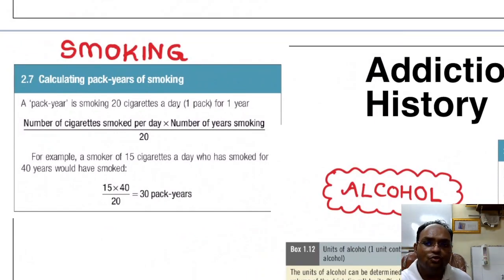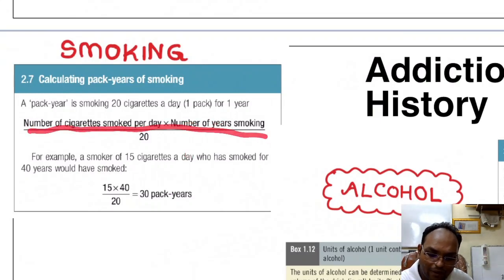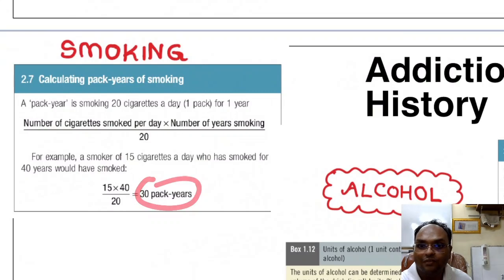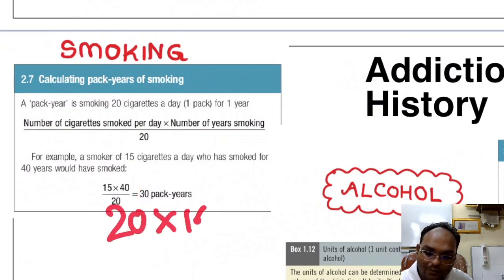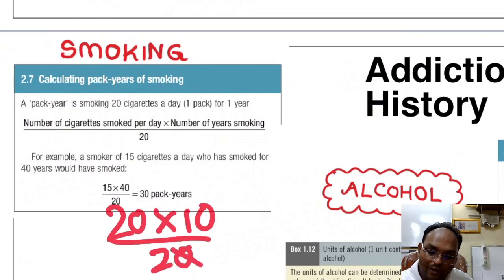When we come to addiction history, you need to talk about pack years. Pack years: one pack has 20 cigarettes, so the number of cigarettes smoked per day times the number of years of smoking, divided by 20. So if a person smokes around 15 cigarettes per day for 40 years, it would be 30 pack years, as you can get from here. Similarly, suppose a person is smoking for 20 years and has around 10 cigarettes per day, then that would be around 10 pack years, right?